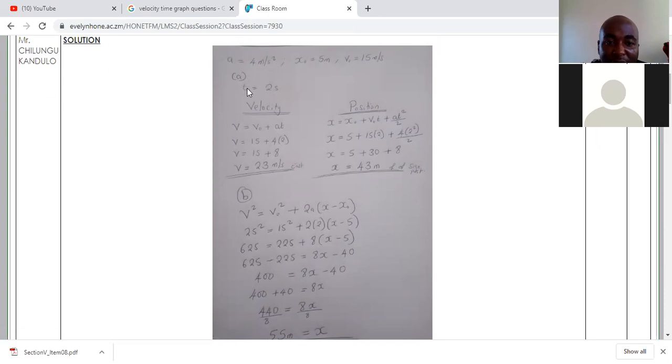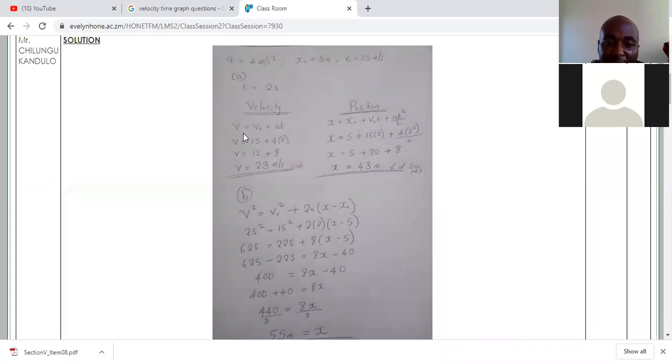So for A, this is what I meant. The first thing is to collect the data. The acceleration is 4 meters per second squared. The initial position is 5 meters. The initial velocity is 15 meters per second. Then in A, we've been told that the time is 2 seconds. So we find velocity and position when the time is 2 seconds. This is what I meant by we can write them side by side.